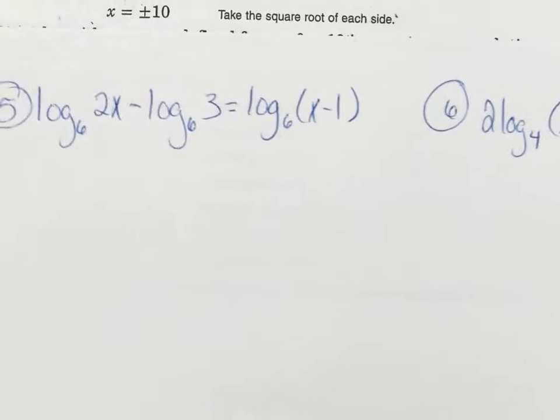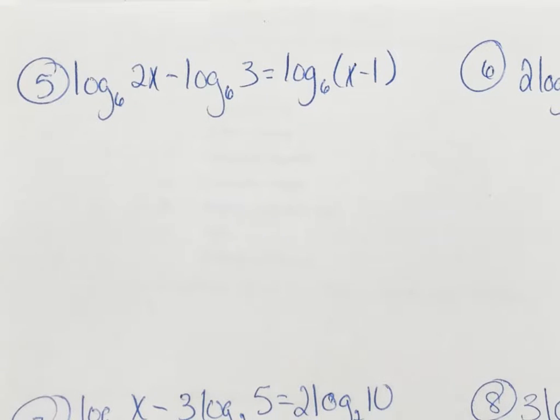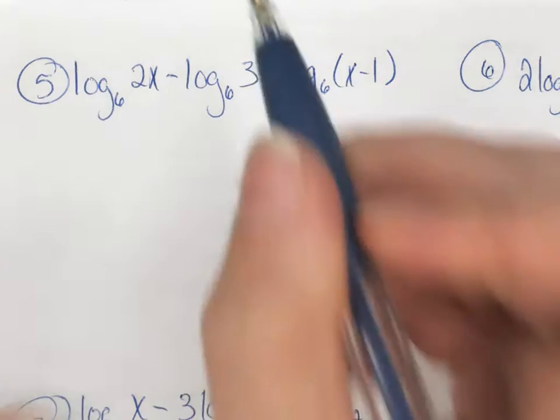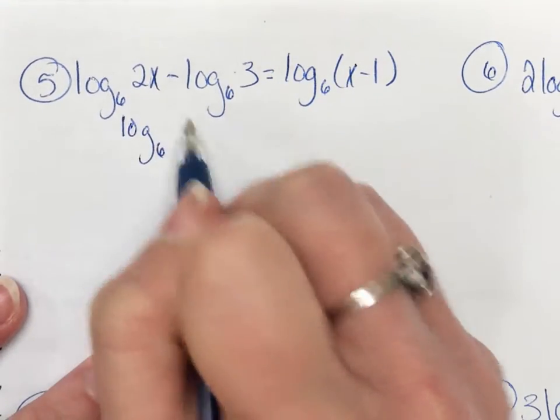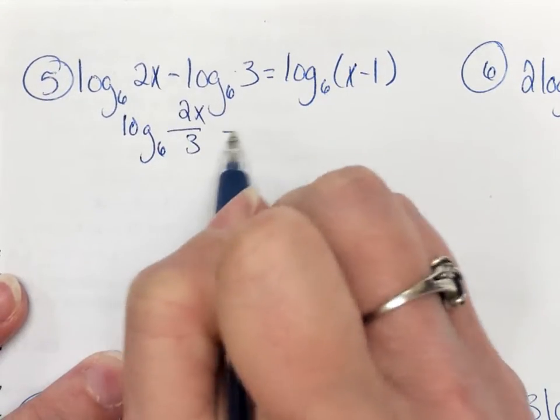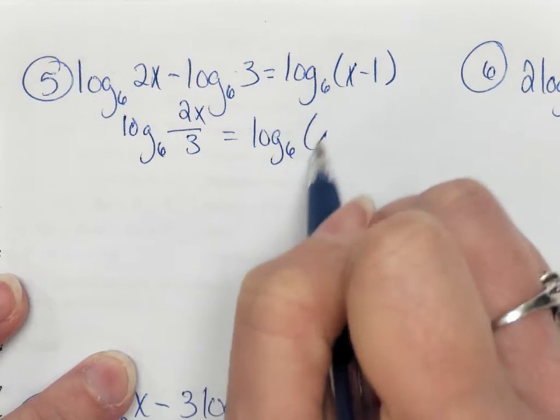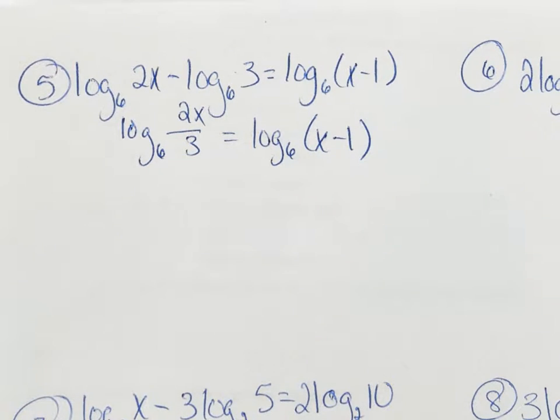Number 5. Let's look at number 5. What would we do first? Combine the two. The divide thing. The divide thing. Very good. We're going to make these 2 logs into one single logarithm by dividing. Y'all okay? Both sides are logs. You can multiply them.